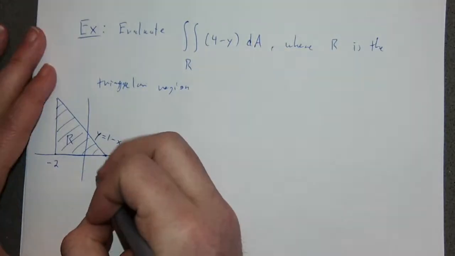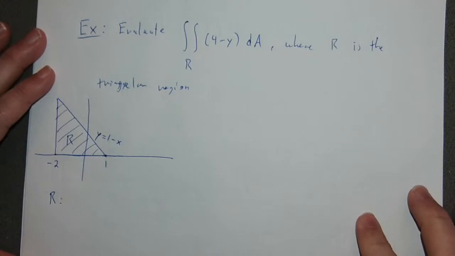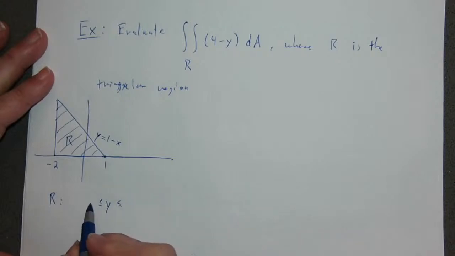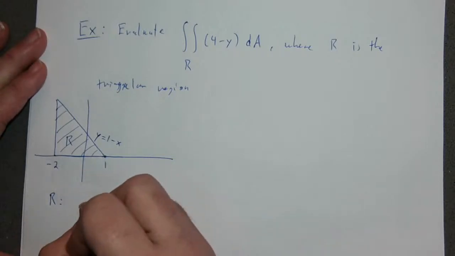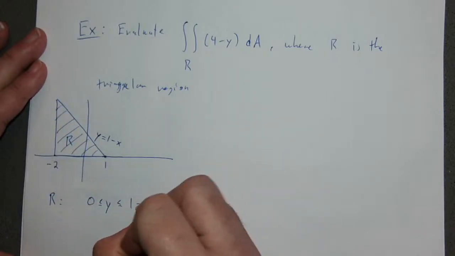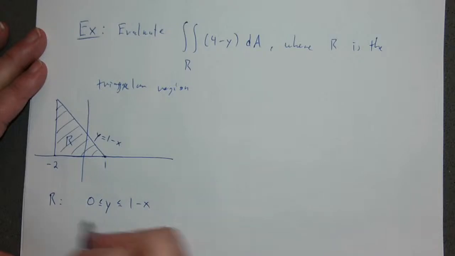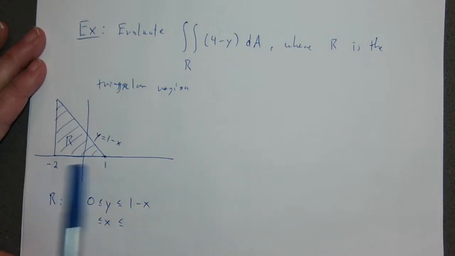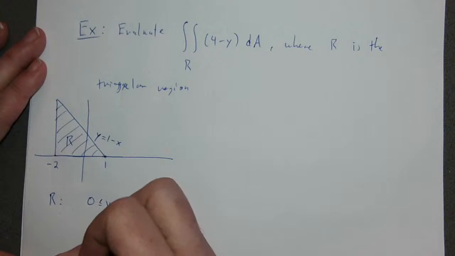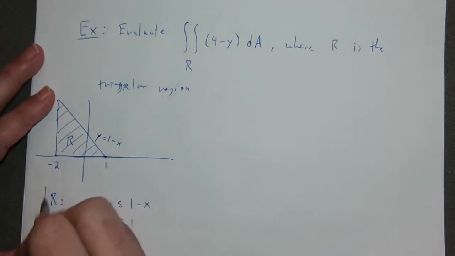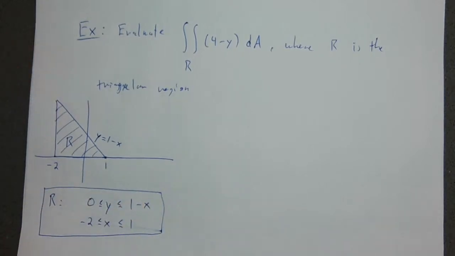Okay, so I want to describe this as a vertically simple region. So in order to do that, what are my bounding functions on y? So the lower function on y is 0, right? And the upper function on y is 1 minus x. Okay, the interval on which these bounding functions live for this region is x, bounded below by -2 and above by 1. Okay. So this is my description of R as a vertically simple region.